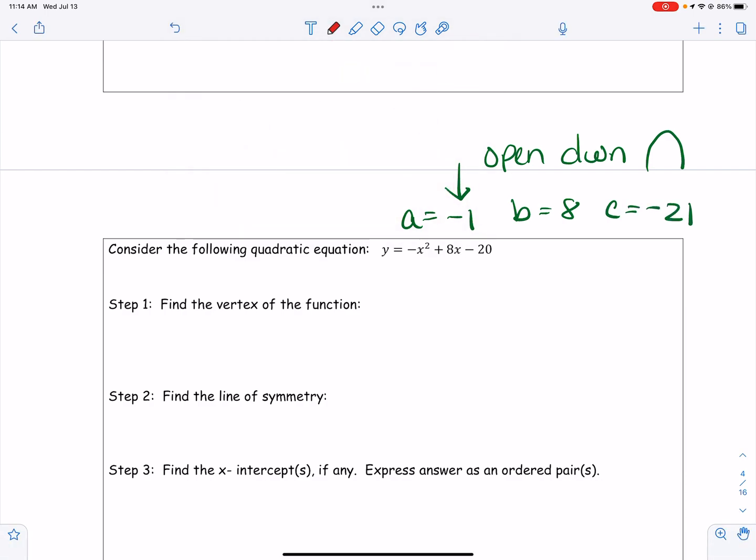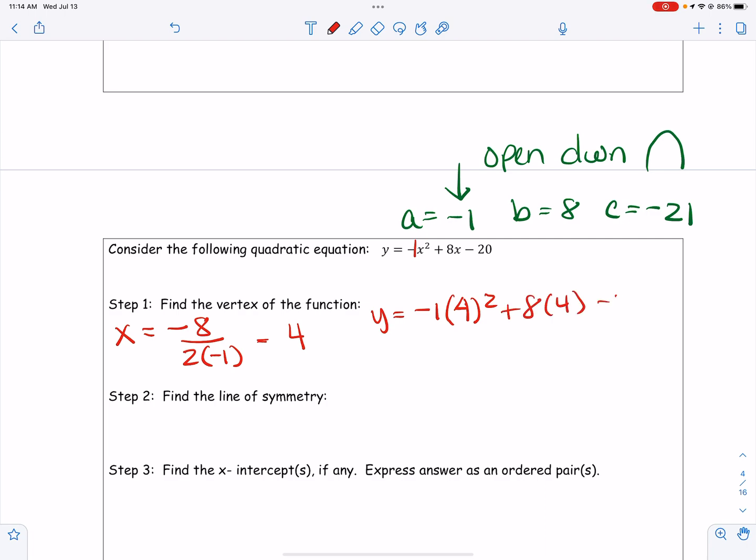So to find the vertex, x is the opposite of b over 2 times a, which becomes -8 divided by -2, which is +4. Then I'm going to take my y value and take -1, because there's a -1 in front of there, times 4 squared plus 8 times 4 minus 20. And that gives me -16 plus 32 minus 20, which comes out to be -4.